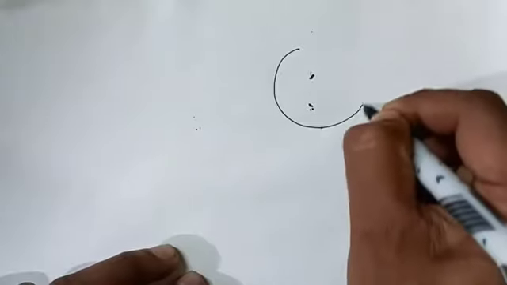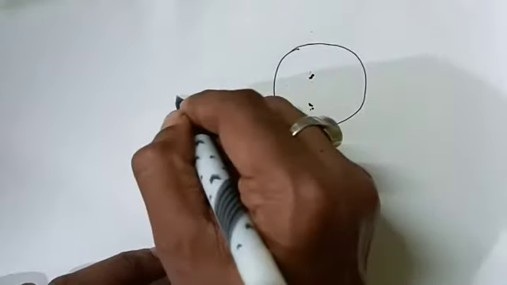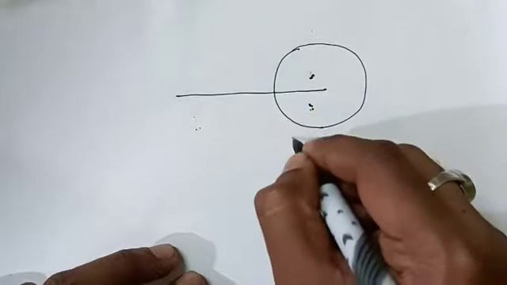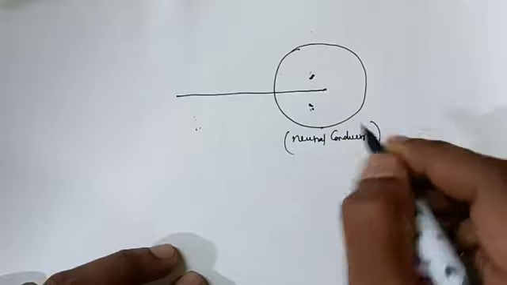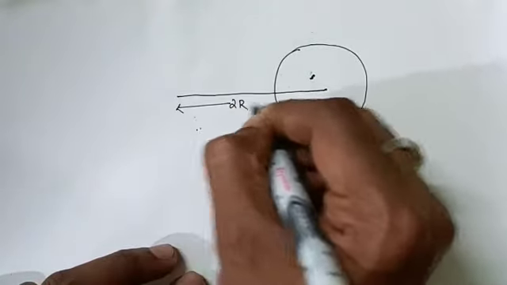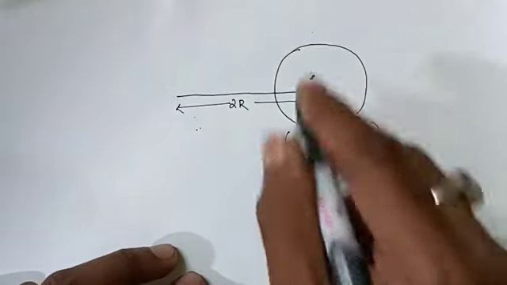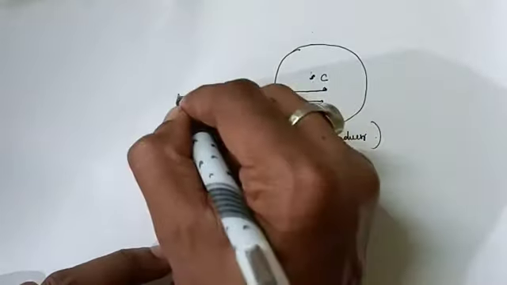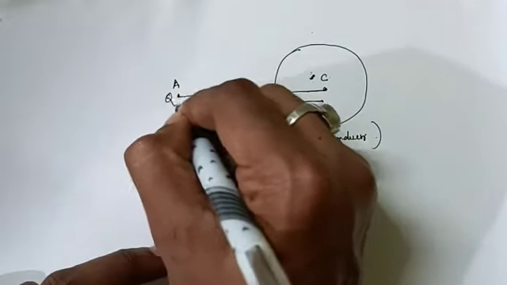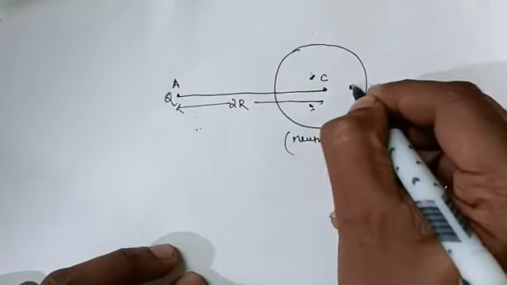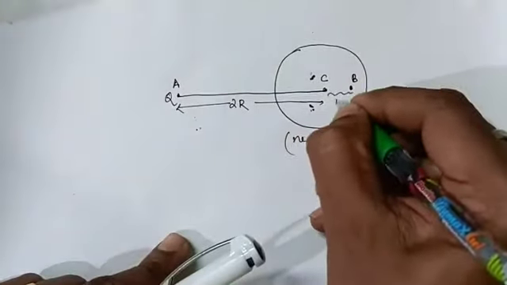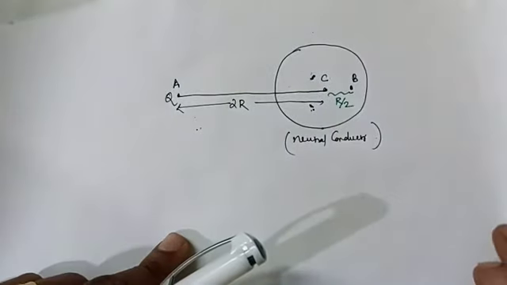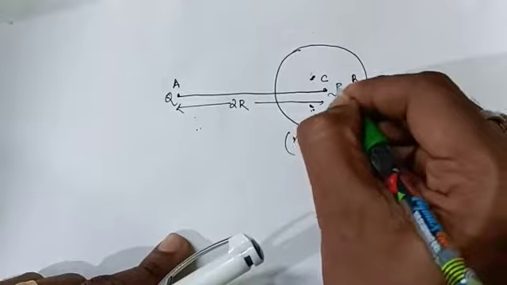In a similar fashion, if I consider one more question, this is my question. This is a sphere, a neutral conductor. This distance I will consider as 2r. And this is exactly the center, you can consider. This is point C. This is point A where a charge Q is present. The question is asking about point B, which is at what distance? I will consider this distance as r.